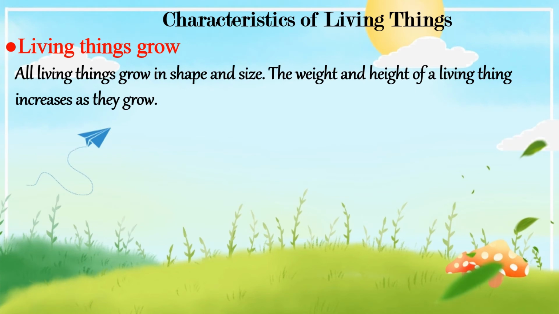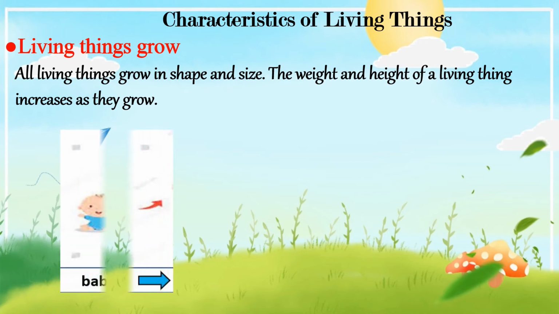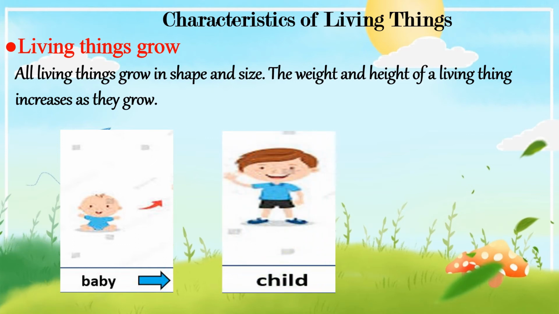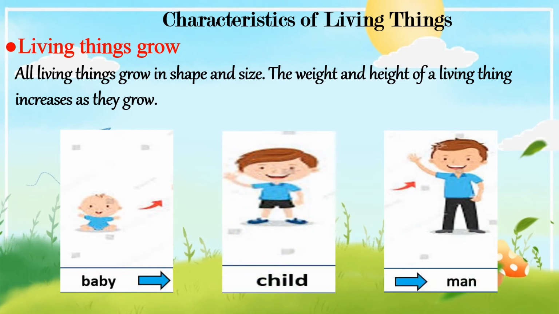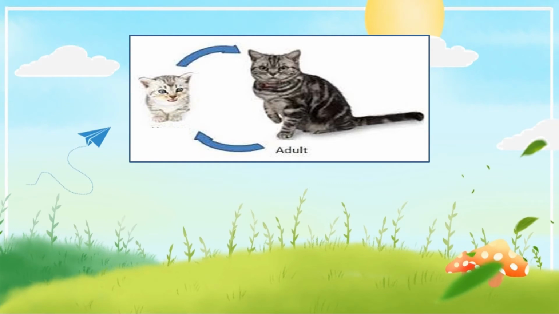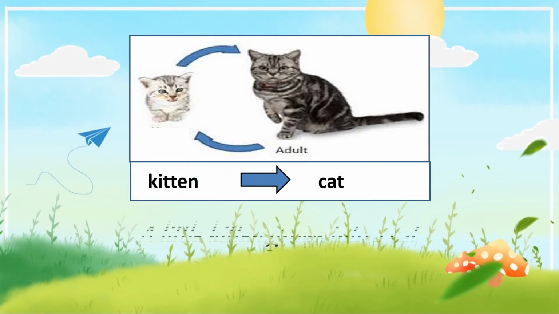Characteristics of living things. Living things grow. All living things grow in shape and size. The weight and height of a living thing increases as they grow, like a baby grows into a child, which then grows into a man. Another example is a little kitten grows into a cat.